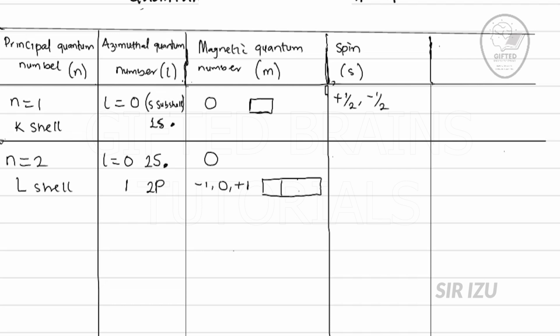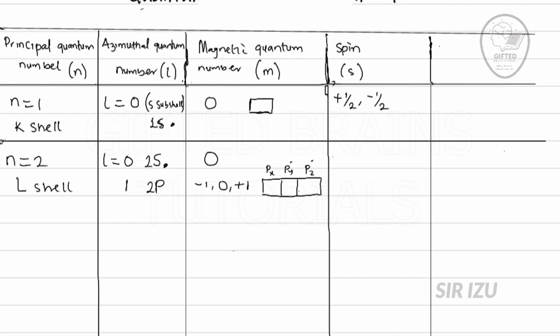1, 2, and then 1, 2, and 3. Yes, the first one is called px, second is called py, third is called pz. But this px corresponds to m equal to -1, this py corresponds to m equal to 0, and this pz corresponds to m equal to +1. So these are the three boxes that came from these three m values.